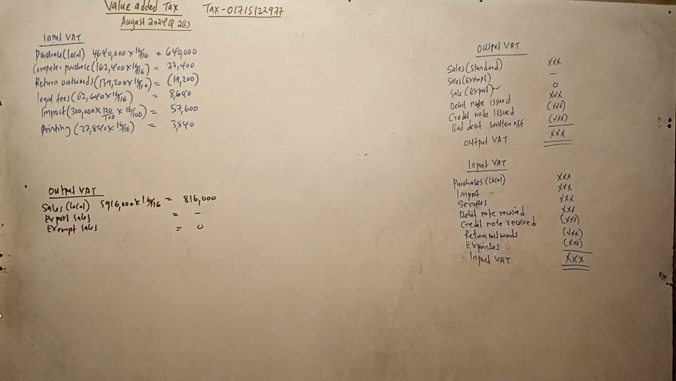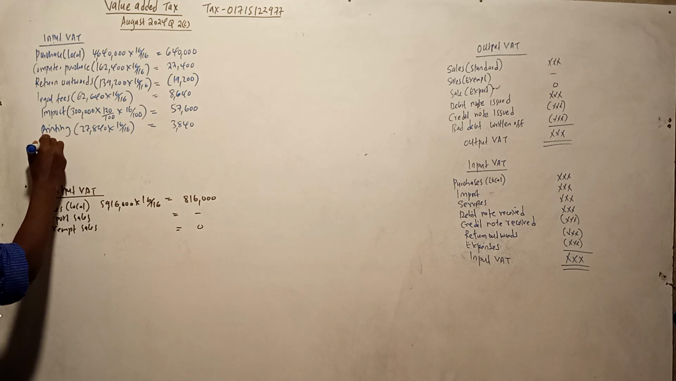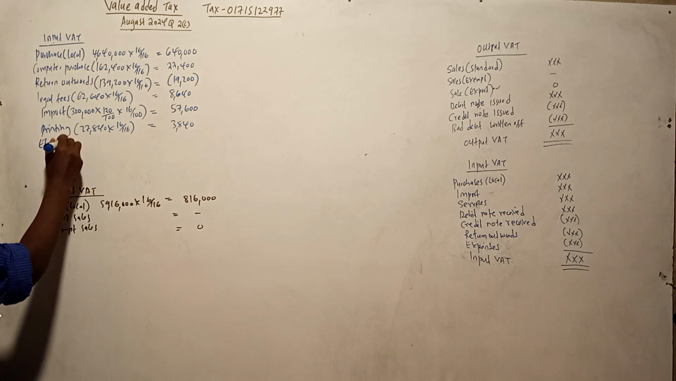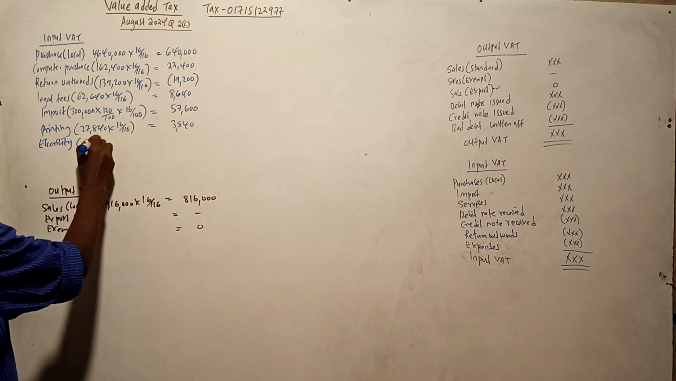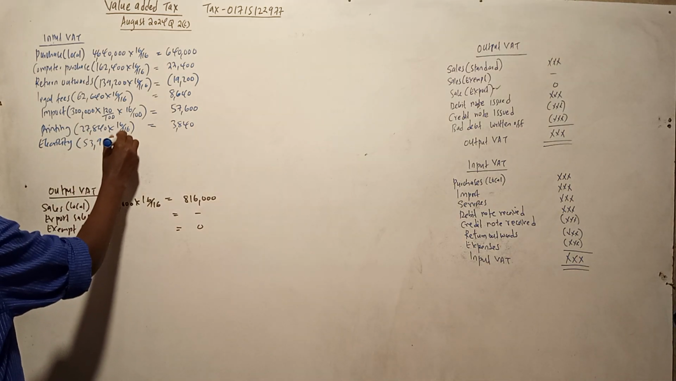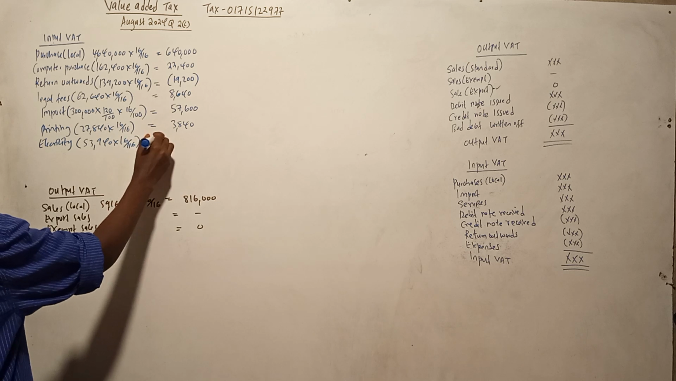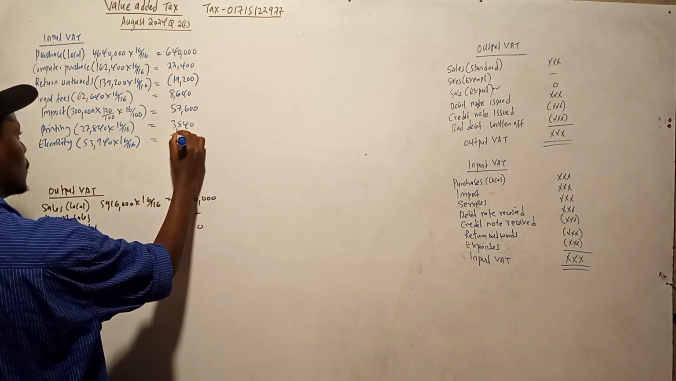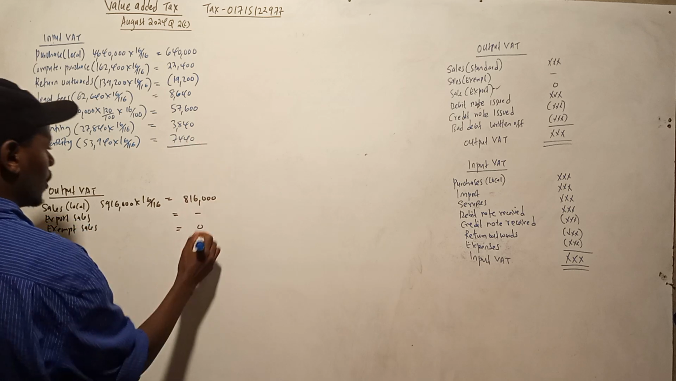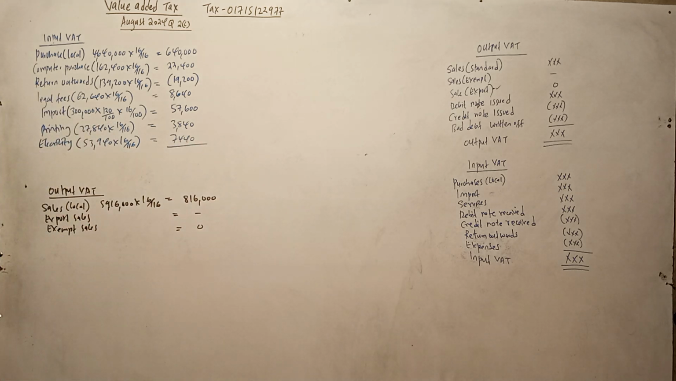Yeah. Electricity is also vatable. Electricity is vatable. 53,940 times 16 over 116. 53,940, 16 over 116, 7,440. But there's a very important information below.